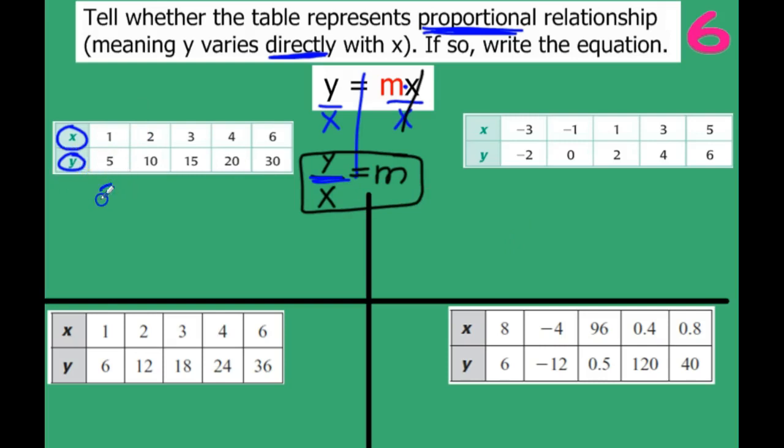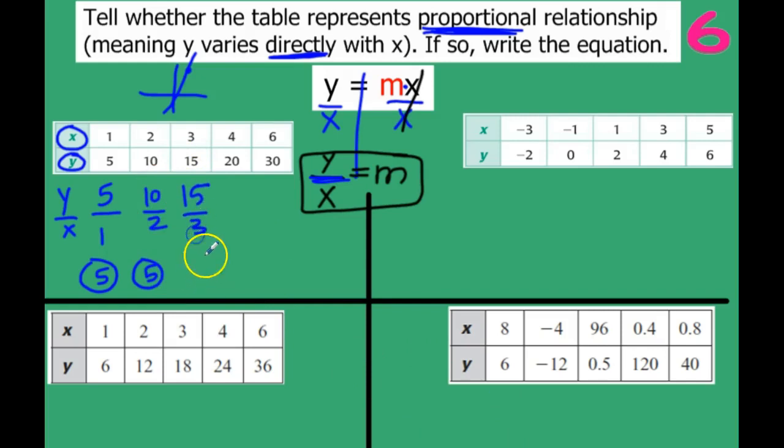So first, y is 5, and I'm going to divide it by x, which is 1. I'm just taking y divided by x. Well, 5 divided by 1 is 5. So now y divided by x again. 10 divided by 2 is 5. So far, if I was to graph this, I would have a nice straight line. My slope is 5 over 1, because 5 as a fraction is 5 over 1. If I keep going, 15 divided by 3 is also 5. 20 divided by 4 is also 5. And 30 divided by 6 is also 5.